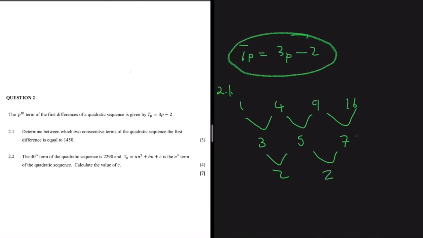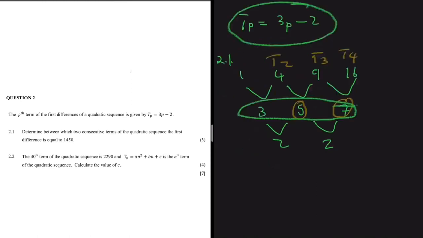So in this question, we are given the equation of the sequence of the first differences. If the question was asking us, in which two terms does 5 lie, right? It lies between T3 and T2. And then in between which two terms does 7 lie? It lies between T4 and T3. But here we have an equation for the first differences instead. We have Tp equals 3p minus 2, right?